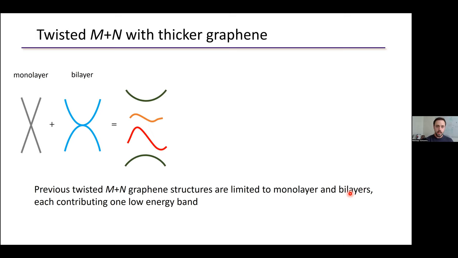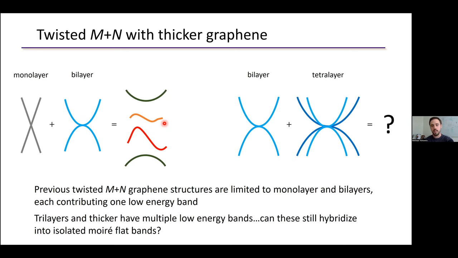What we've done so far experimentally is to look at combinations of M and N where these numbers are no greater than two, right? So we've looked at monolayer and bilayer, or bilayer and bilayer. And in each case, we're trying to hybridize constituents that have just one low energy band. And following the argument I sketched out on the prior slide, we can understand why this can lead to an isolated and flat Moire mini band.